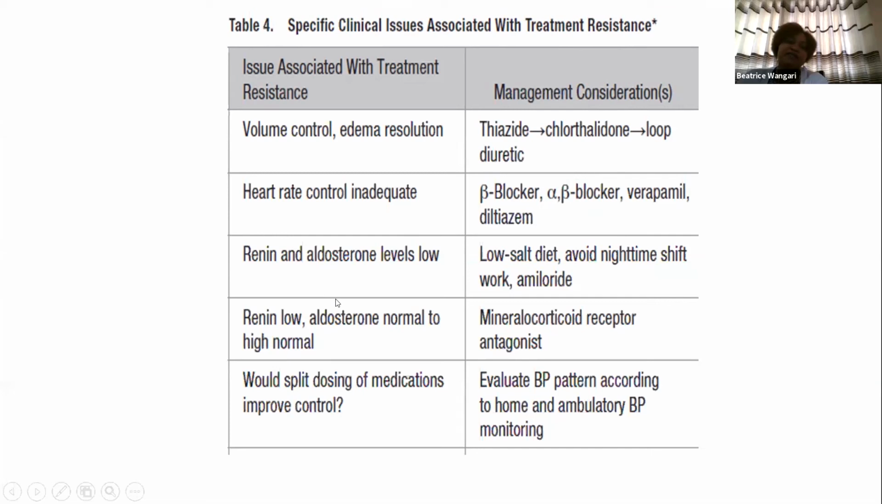Patients' renin levels and aldosterone levels may also guide you to choose either a mineralocorticoid receptor antagonist or epithelial sodium channel blockers like amiloride. This is a concept where, when you're monitoring home blood pressure measurements or ambulatory blood pressure measurements, you can look at the patient's blood pressure pattern and sometimes change your dosages according to when they have the highest blood pressures, including splitting even those medications that are once daily into twice daily. Just some of the hacks that have been recommended or have been tried and shown to work.